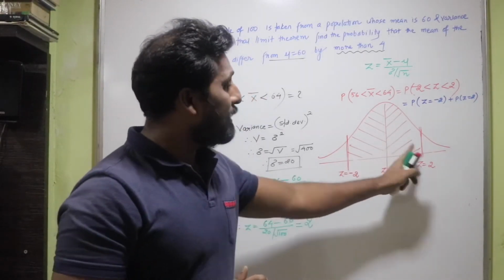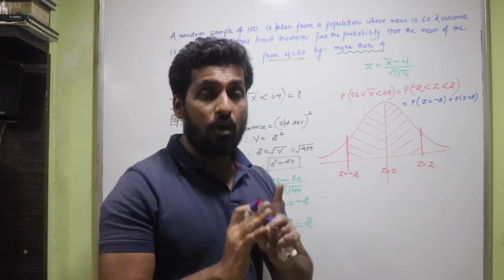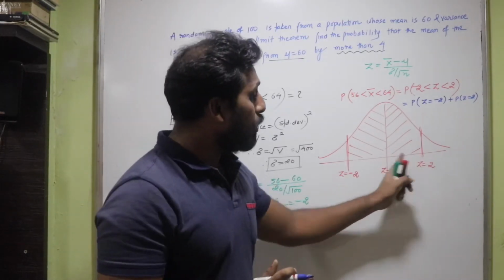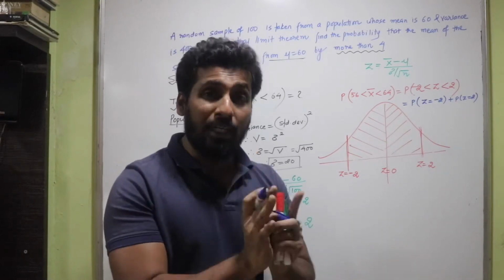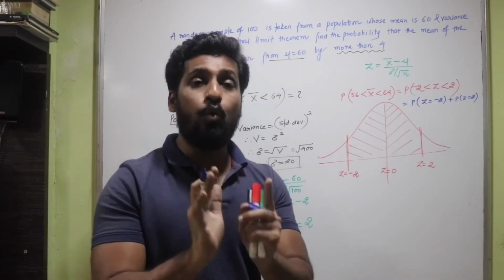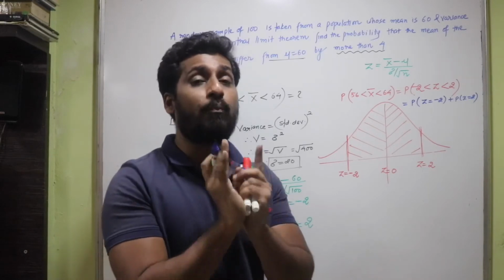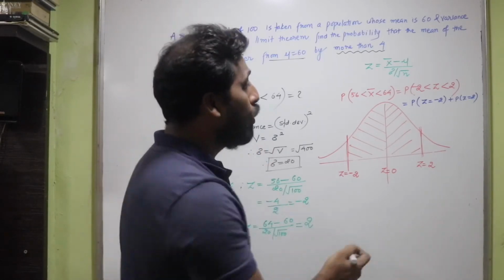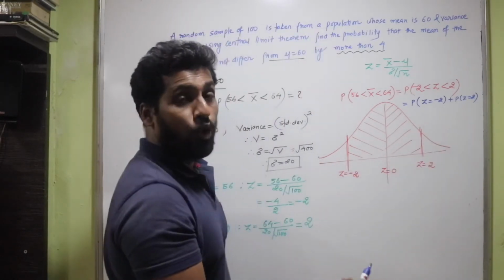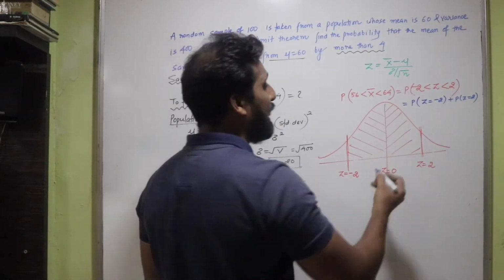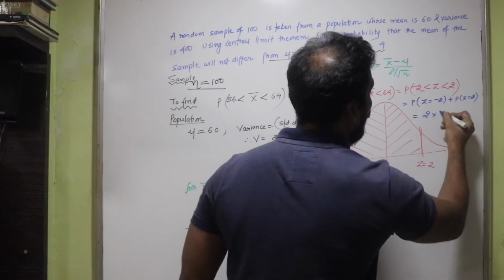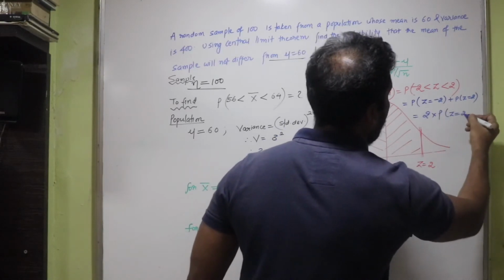So both the places, z equal to -2 and z equal to 2, the curve is symmetric, isn't it? So values are going to be same, and the table will always provide the values only for positive values of z. The table always gives the values only for the positive values of z. So z equal to -2 and z equal to 2, both are giving me the same answer. Both of them are going to give me the same answer. So I'll write simply 2 into probability of z equal to 2.